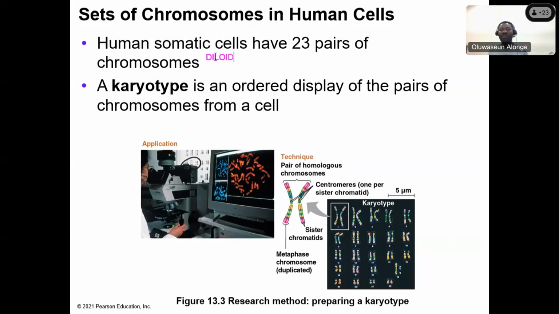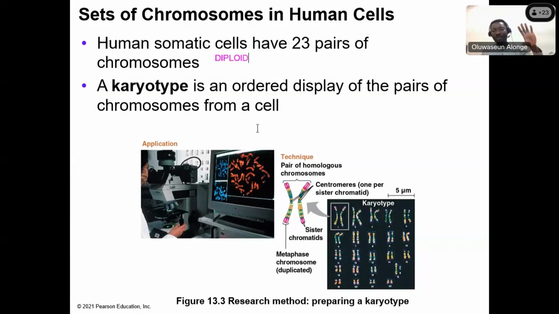Oh, I made a mistake here. Can I go back? Okay, I'm just going to cut it off. So we say they are diploid. I'm going to retype it there. So we say those cells are diploid organisms. They are diploid cells because they have 46 chromosomes or 23 pairs of chromosomes.